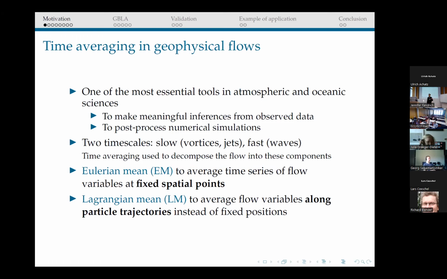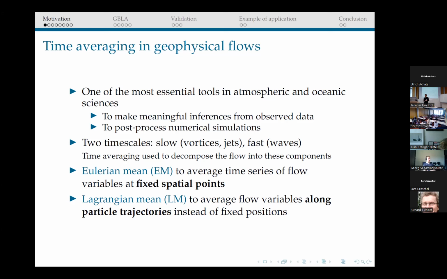So basically this is about time averaging, and we know time averaging is one of the most essential tools we have in atmospheric and oceanic sciences, because we can make meaningful inferences from observed data using time averaging. We can also use time averaging to post-process numerical simulations. You can also say, in a sense, time averaging is hidden in any numerical simulation because we don't resolve all the time scales in our numerical models. So in a sense, we are time averaging.